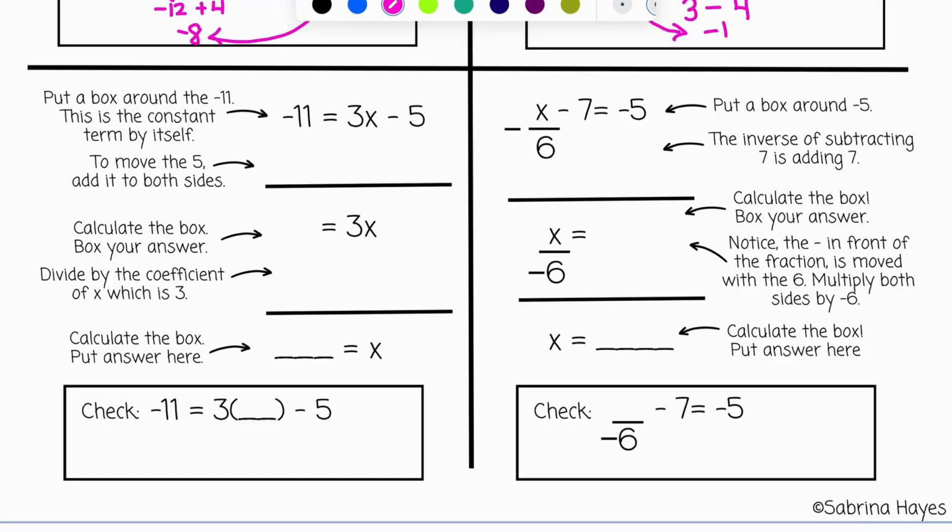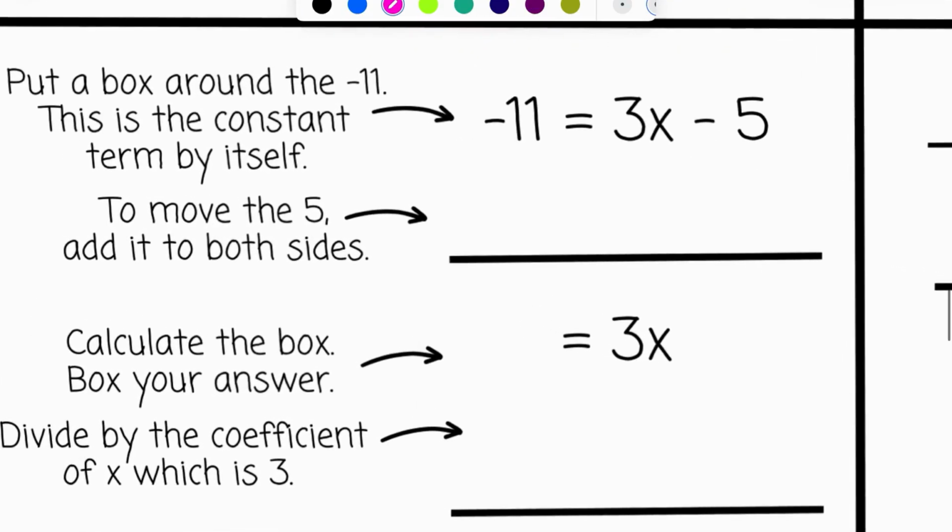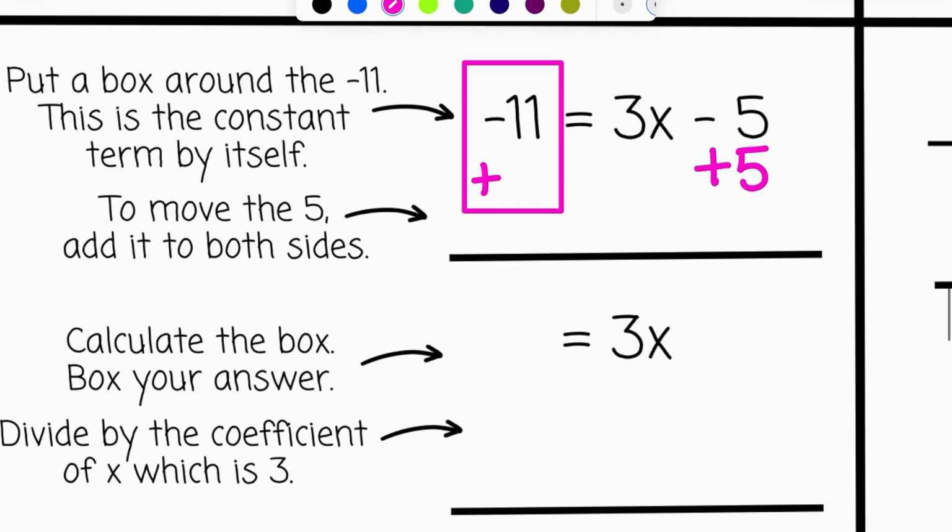We've got 2 more examples. Our next example is negative 11 equals 3x minus 5. We need to choose which side we want to put our box around. Remember, we're looking for the side that only has one thing, which would be the negative 11. Okay, so I'm going to box negative 11. On the other side, I have 3x and minus 5. We always do our adding or subtracting first, so I need to undo subtracting 5, and the inverse would be to add 5. So I'm going to put plus 5 here to make a 0 pair and in my box. Okay, 0 pair, so it's gone.